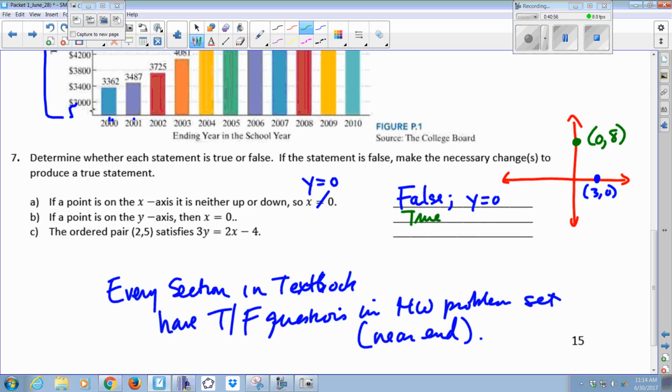And then finally, the ordered pair 2, 5 satisfies this equation. So for it to satisfy the equation, you should be able to substitute 5 in for y and 2 in for x and have the left side equal the right side. And as you can see, 15 does not equal 0, so this is false. And all you have to do to change this sentence is just to make that equal sign a not equal.